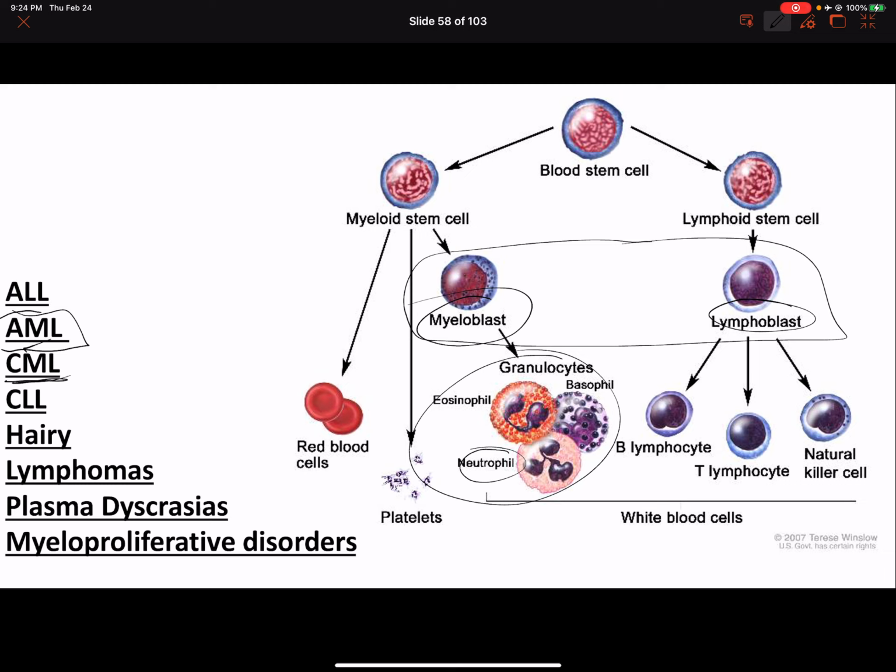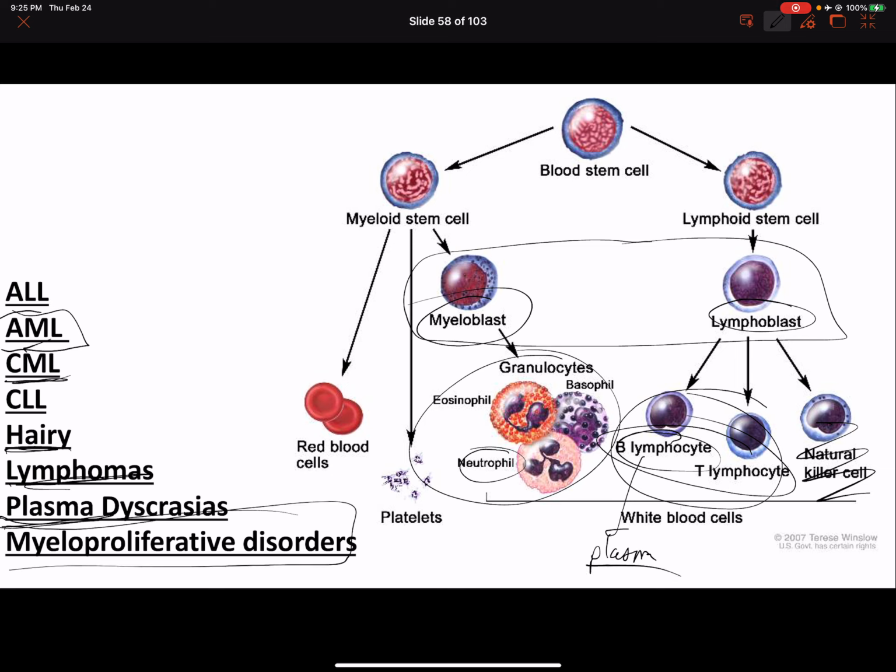CLL, so C again for differentiated and L for lymphocytic. Specifically, it's going to be the B's and the T's, ignore the natural killer cells. We said that B is more common than T. Hairy is specifically only going to be B. We have lymphomas. Lymphomas are typically going to be B or T, but often B. Plasma cell dyscrasias are going to be B, which is matured and differentiated, activated into a plasma cell.